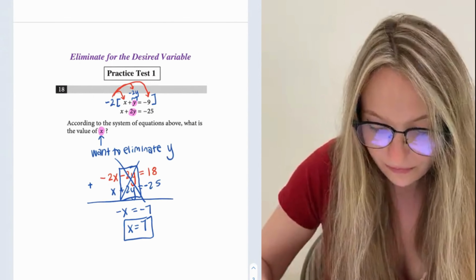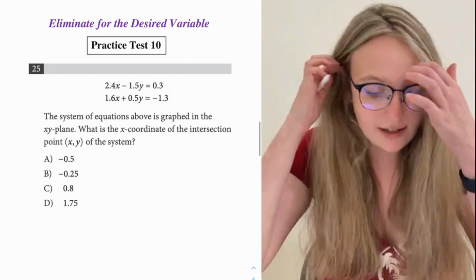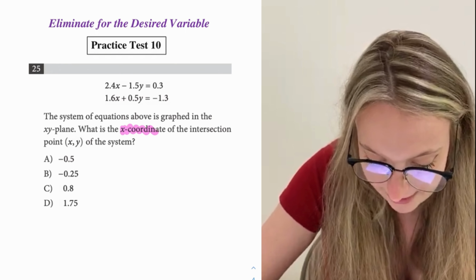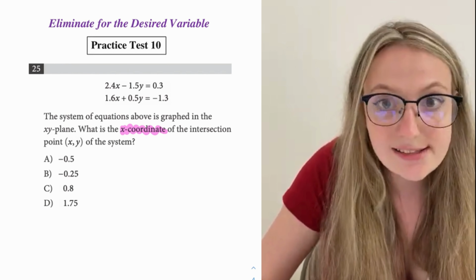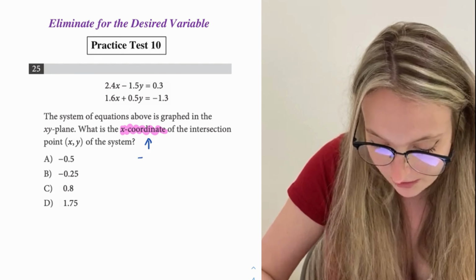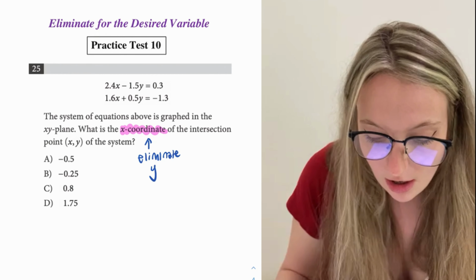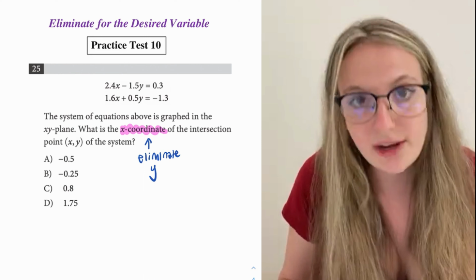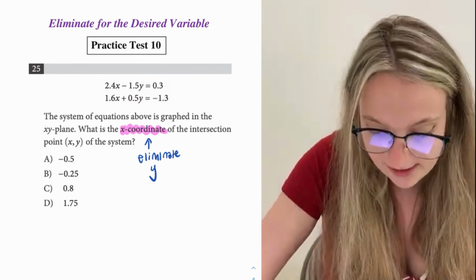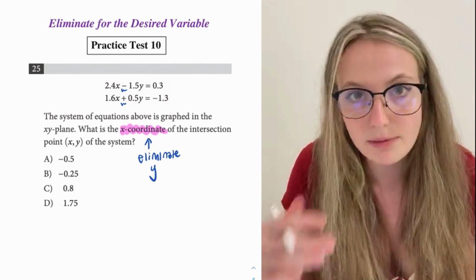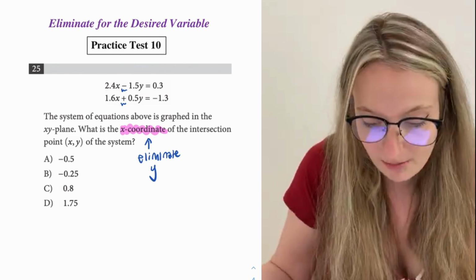Let's try this again. So when we look at question 25 right here, they're asking us again for the x coordinate. We said when they ask us for x, our goal is to eliminate y. So again, we need the numbers to be of opposite signs. Well, that part we already have taken care of. The top one's negative, the bottom is positive, but they need to have the same number.